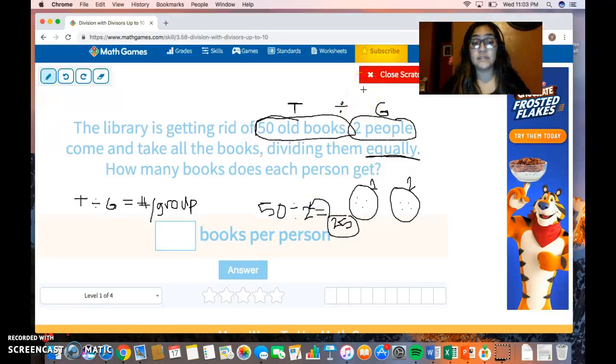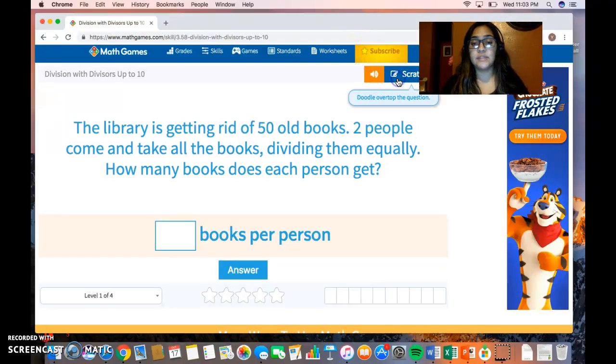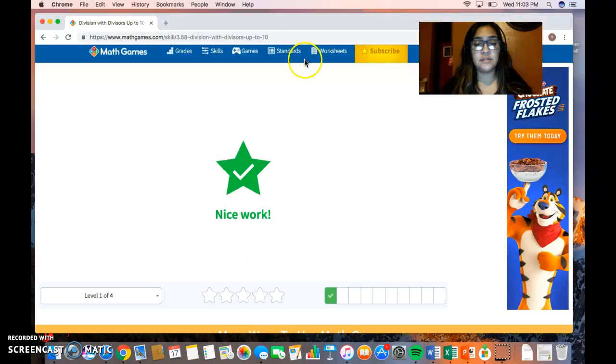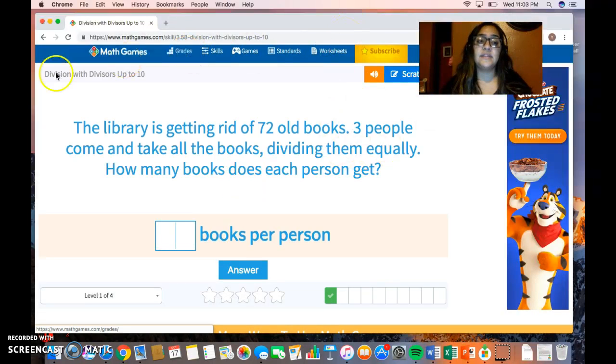Now, since I solved that, I'm going to test it out and see if I'm right. So I'm going to close my scratch pad, and I'm going to type in my answer. So 25, I think that's my answer. We'll see if I'm right. And then answer, and there you go. And it's going to give you another word problem. You're going to do all these.